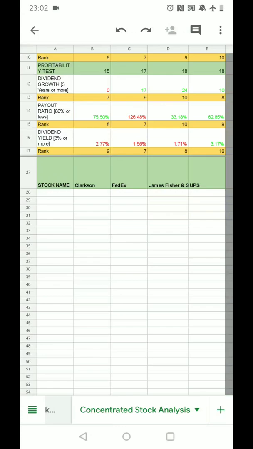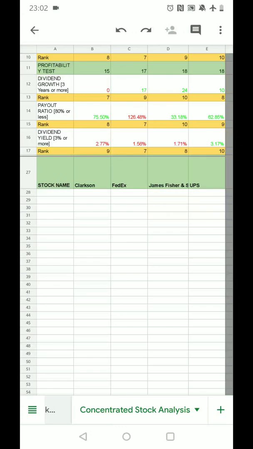Next up, we have Clarkson with 2.77%. And then in third place, we have James Fisher with 1.71%. And right at the bottom, we have FedEx with 1.56%. Again, a really shockingly low dividend yield, considering it's pretty much paid out all of its income, and more than its income. So that's really just not good.